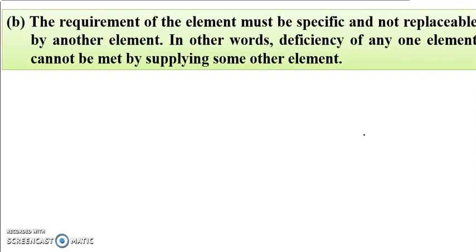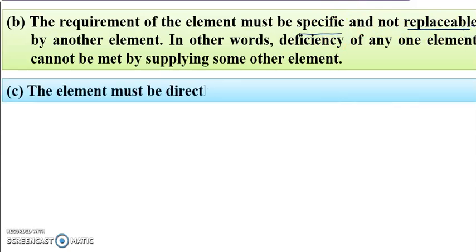It's not going to happen. Whatever element is there, it is specific, its role is specific, and nobody can replace it. And if, let us say, that element is deficient, you cannot give another element in excess and say, no, this will cover that fellow's deficiency. It's not going to happen. So the second criteria is that the elements must be absolutely specific and irreplaceable.